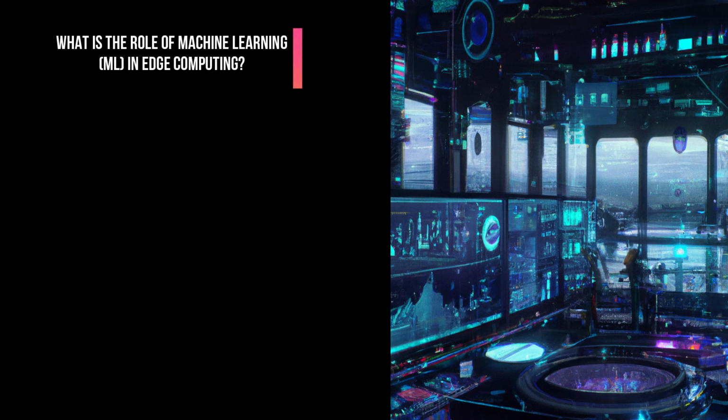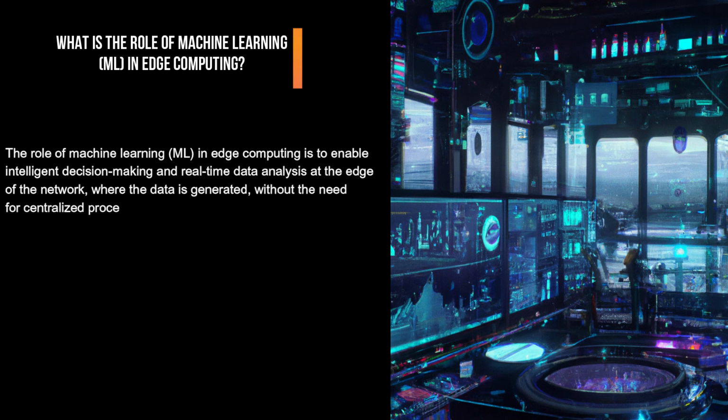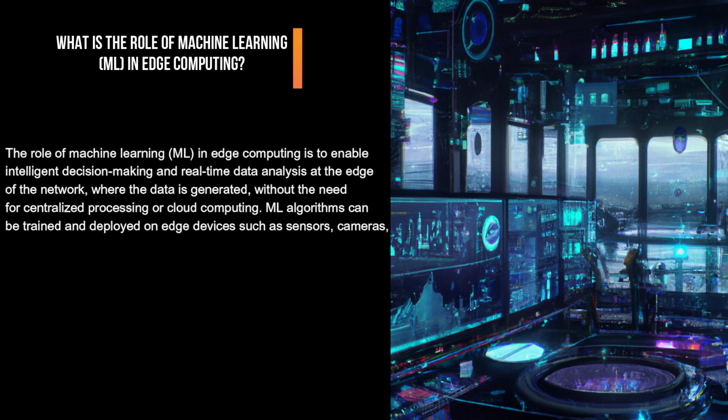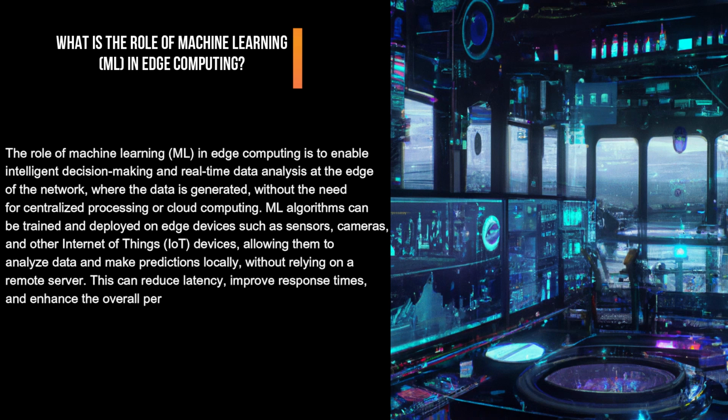What is the role of machine learning, ML, in edge computing? The role of machine learning, ML, in edge computing is to enable intelligent decision-making and real-time data analysis at the edge of the network, where the data is generated, without the need for centralized processing or cloud computing. ML algorithms can be trained and deployed on edge devices such as sensors, cameras, and other Internet of Things (IoT) devices, allowing them to analyze data and make predictions locally, without relying on a remote server. This can reduce latency, improve response times, and enhance the overall performance of edge computing systems.